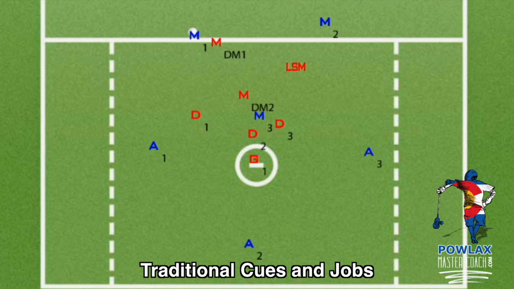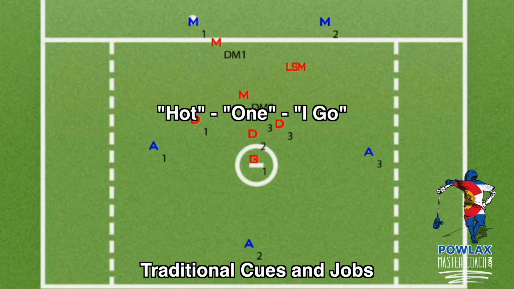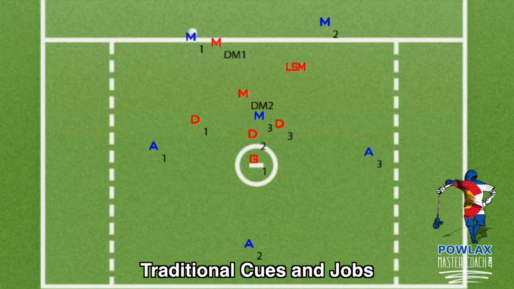D1 is our second adjacent defender and his call is left because he is the defender to the left of the on-ball defenseman. The left defensive player is responsible for the offensive player to the left of the on-ball defenseman, in this case A1, as well as the ball carrier if he dodges to the lane to the left of the on-ball defenseman. DM2 is our crease defenseman, and this player has a bunch of different calls depending on the terminology of the program. The most popular calls are hot, one, and IGO. The crease player is responsible for defending the player on the crease as well as the ball carrier if he dodges to the crease area behind the on-ball defender.